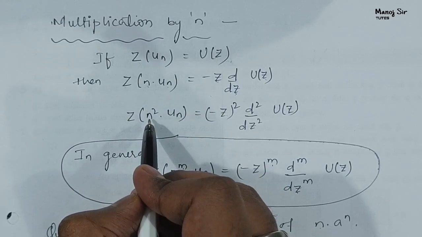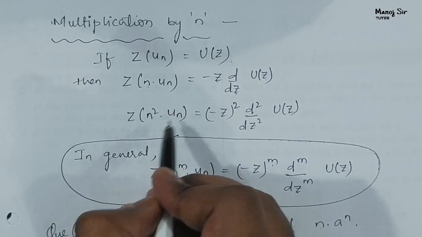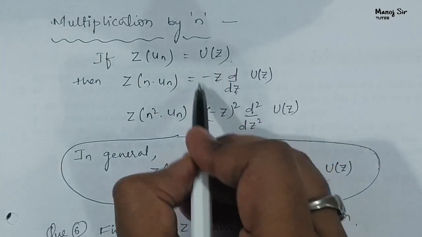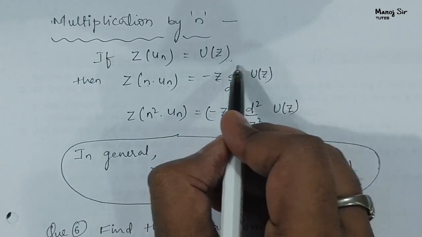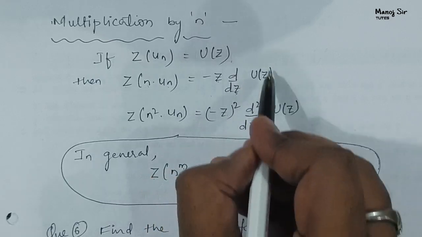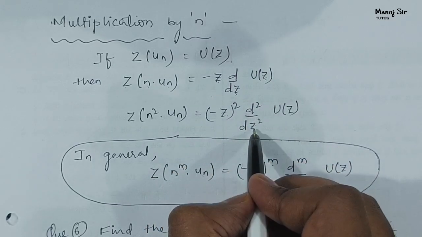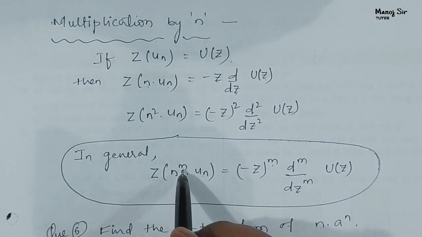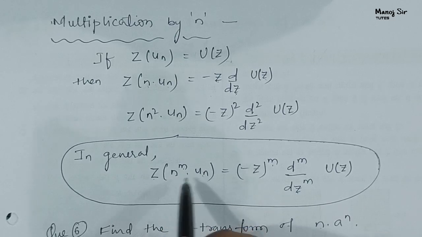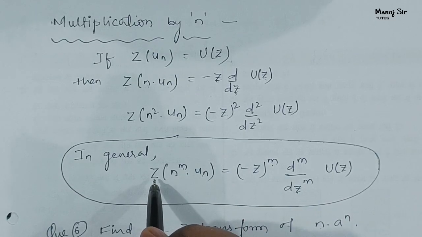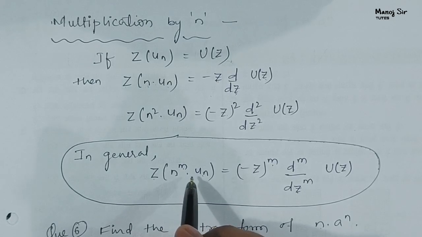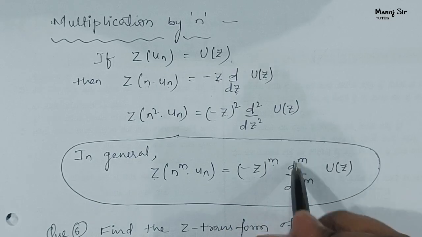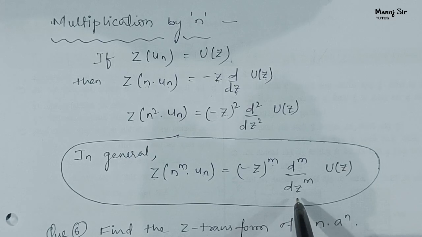Suppose you want to multiply n square with this u(n). In that case, what is the Z transform? Z transform of n square into u(n) is equal to square of this part, that is (minus z) whole square, into the double differentiation of U(z). In general, if we have m times multiplication of n with u(n), the Z transform of n to the power m into u(n) is equal to (minus z)^m into the m-th differentiation of U(z) with respect to z.